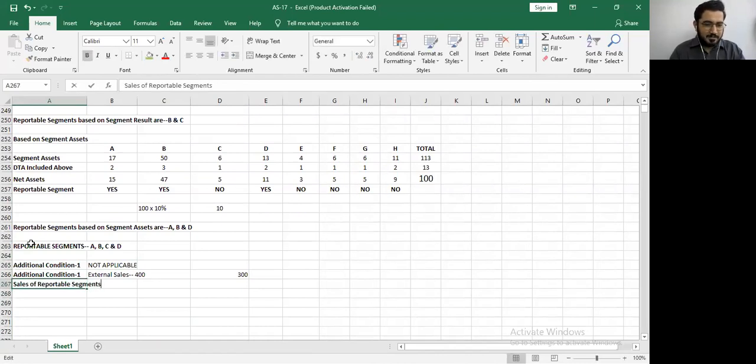Let's calculate the sales of the reportable segments. If you look at the sales of the reportable segments, in A you have 0, in B you have 255, in C you have 15 and in D you have 10, which makes it 280. Are you understanding?